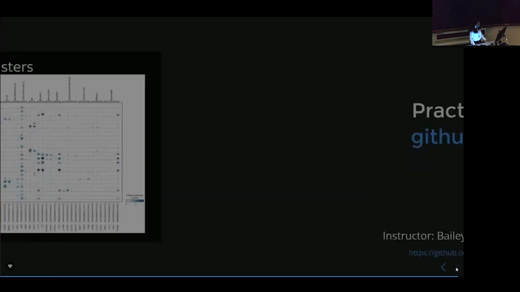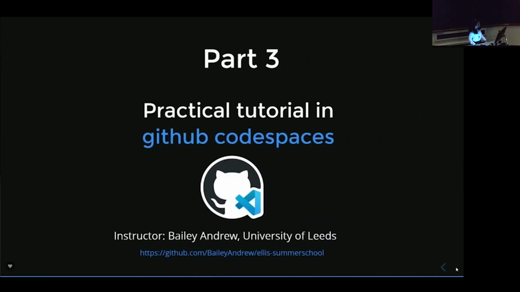And I think that other than that, we could be ready for the code space part, but first, I'm happy to take any other question.